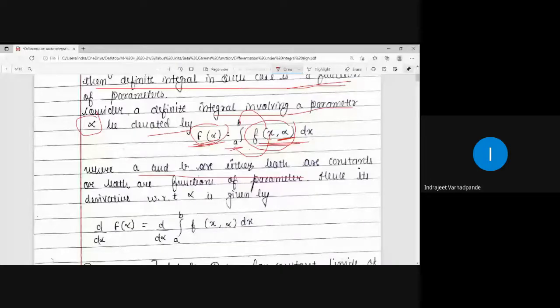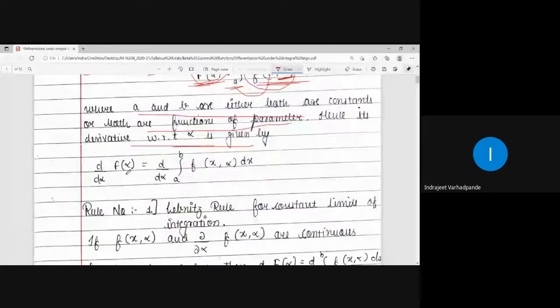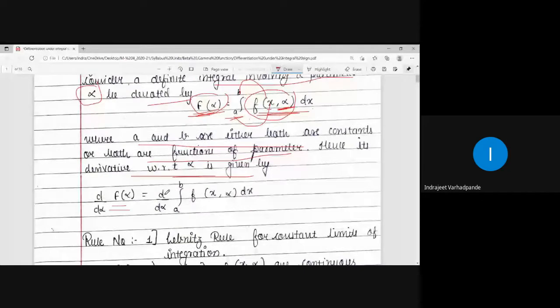So f of alpha, where a and b are either both constants or both functions of the parameter, has its derivative with respect to alpha written as d by d alpha of f of alpha, which is equal to d by d alpha of the integral from a to b of f of x comma alpha dx.